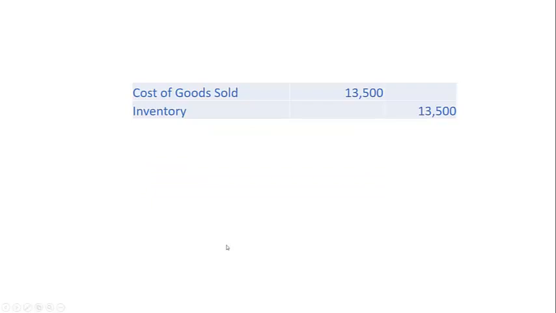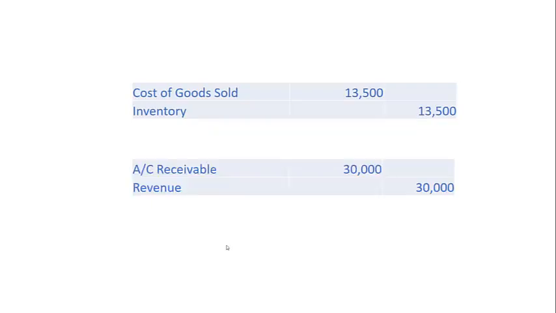So my accounting, when I sell it, I'm going to recognise a reduction of my inventory, and I'm going to recognise a cost of goods sold expense of $13,500, and I'm going to recognise revenues of $30,000, which unfortunately aren't received yet, so I'm going to recognise accounts receivable.